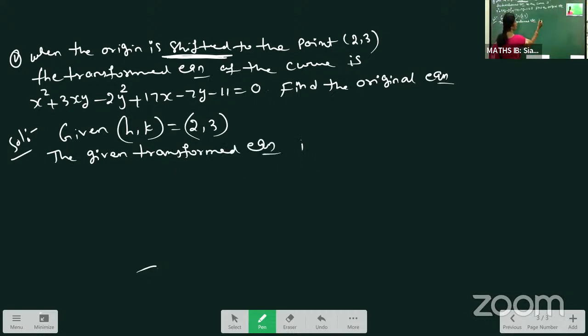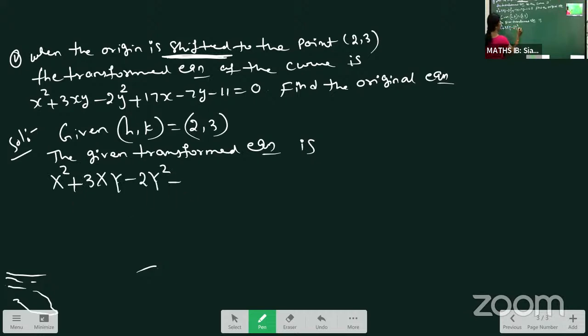The given transformed equation must always be in capital letters. In the question, even if it is in small letters, we have to write in capital. So this becomes capital X square. Here, if you have clarity, then the equation is very easy to solve. Plus 17x minus 7y minus 11 is equal to 0. Now we have to replace this capital X and capital Y to get the original equation.